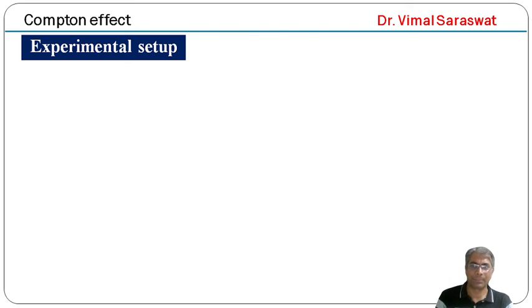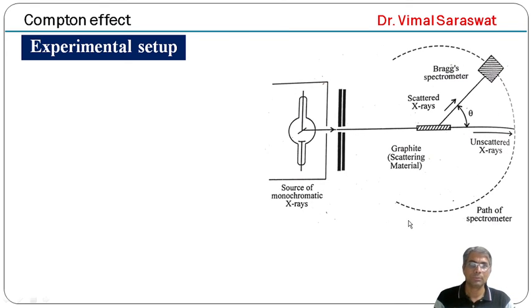Now experimental setup. If we want to do this practical in our laboratory, then what is the experimental arrangement? This thing we will discuss here. So this is our experimental setup. Here we have source of monochromatic X-rays. Here we have slit. This is the graphite, that is the scattering material. Here we have Bragg's spectrometer, which can be rotated on a circular turntable. So this dotted line is showing the path of the spectrometer.